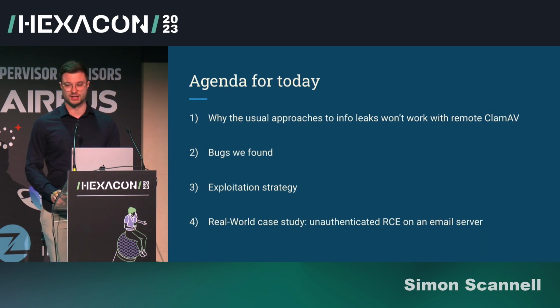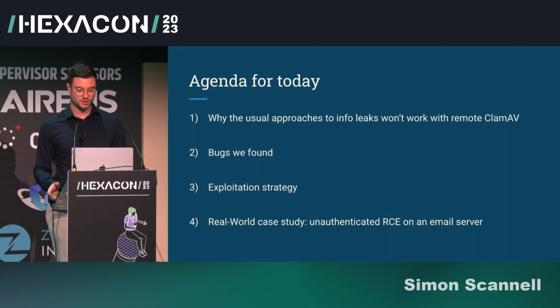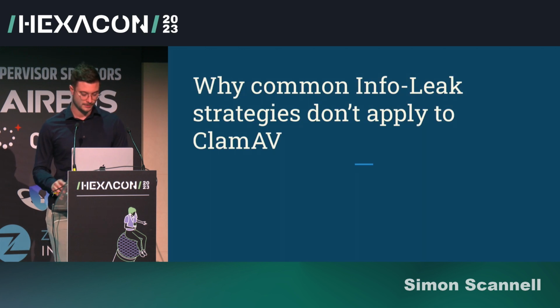So let's get into the agenda for today. We're going to talk a little bit about the problem that I encountered. I started off finding a buffer overflow, and then what I needed was an info leak, and I realized very quickly that that was going to be difficult. So we're going to talk about why the usual approaches to info leaks won't really work with remote ClamAV. Then I'm going to go into more detail about the bugs that we found, and then we're going to come up with an exploitation strategy that defeats the constraints that we talked about in the first step. Afterwards, we're going to do a real-world case study about unauthenticated RCE on an email server.